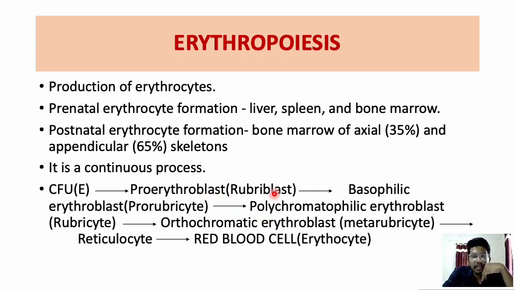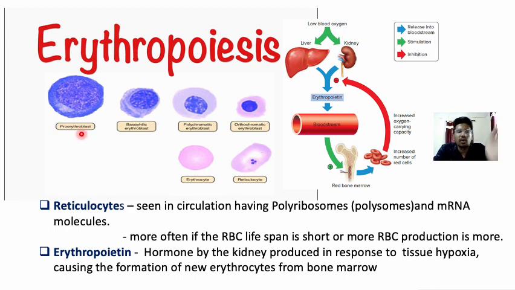And there is rubriblast, another name of proerythroblast. Prorubricyte is another name for a basophilic erythroblast. Rubricyte is another name for polychromatophilic erythroblast. Metarubricyte is another name of orthochromatophilic erythroblast. Reticulocyte and the RBCs or the red blood cells or the erythrocyte. See, proerythroblast, basophilic erythroblast, polychromatophilic erythroblast, orthochromatophilic erythroblast, reticulocyte, erythrocyte.